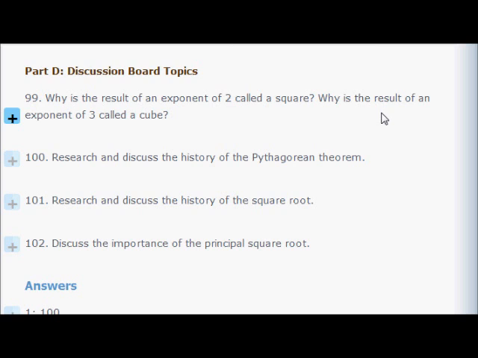9 square inches or 9 square centimeters or something like that. You may have seen markings indicating square inches, square centimeters. So that's why it's called a square, because if you visualized it, you would see a shape that is a square. And you'd be calculating the area of that shape because it's in two dimensions.